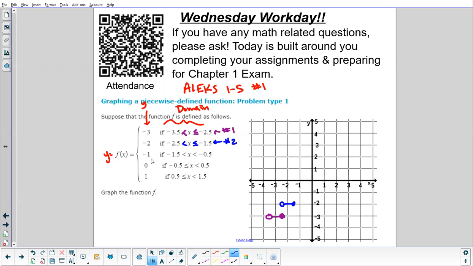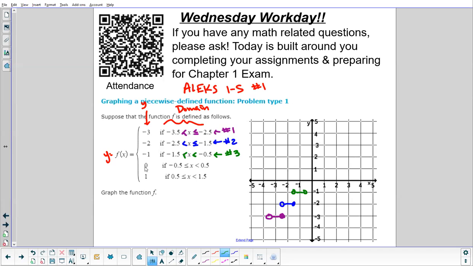Now I go to my next piece. This would be segment number 3 here, with the y value of negative 1 from negative 1.5 to negative 0.5. Both of these are open. There's no extra line underneath, so they both will be open circles. So at negative 1, I'm going to have open circles and connect them with a segment.